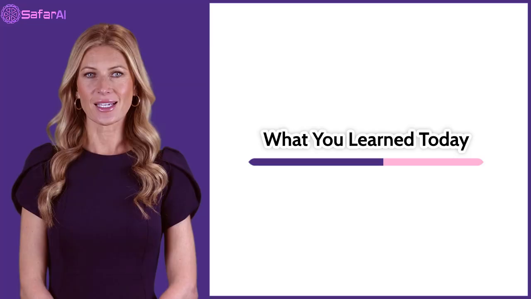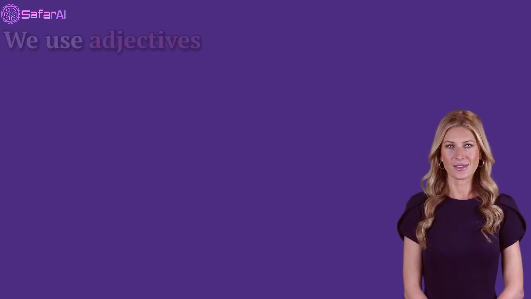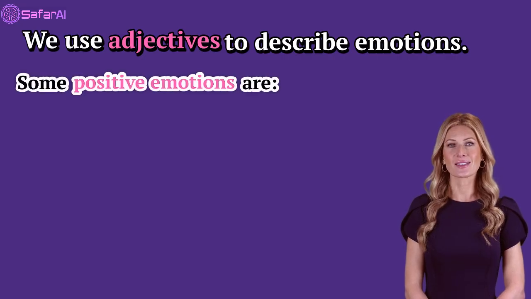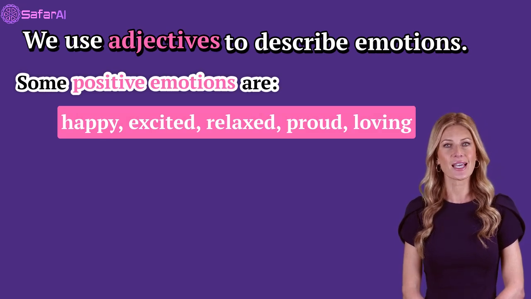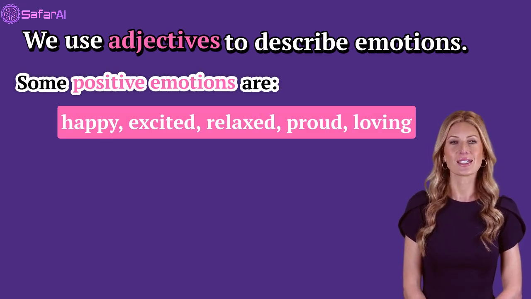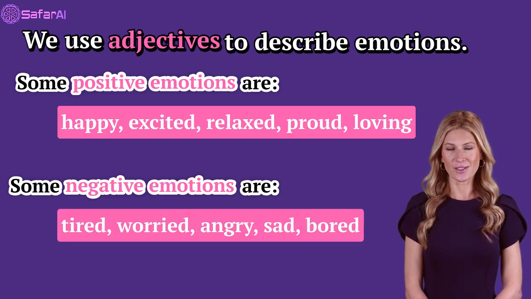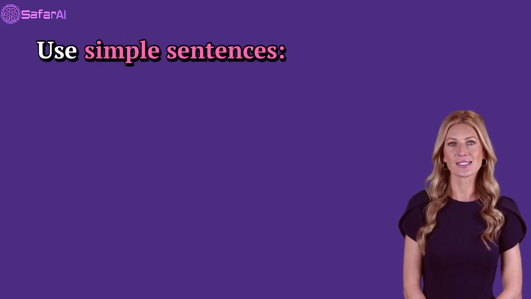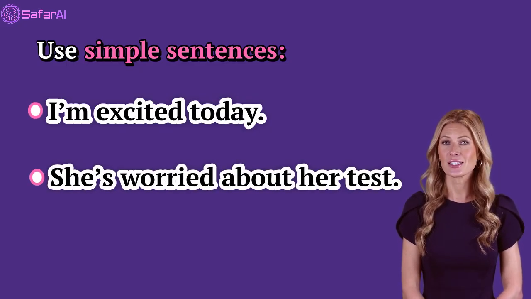What you learned today. Let's review what we learned. We use adjectives to describe emotions. Some positive emotions are happy, excited, relaxed, proud, loving. Some negative emotions are tired, worried, angry, sad, bored. Use simple sentences. I'm excited today. She's worried about her test.